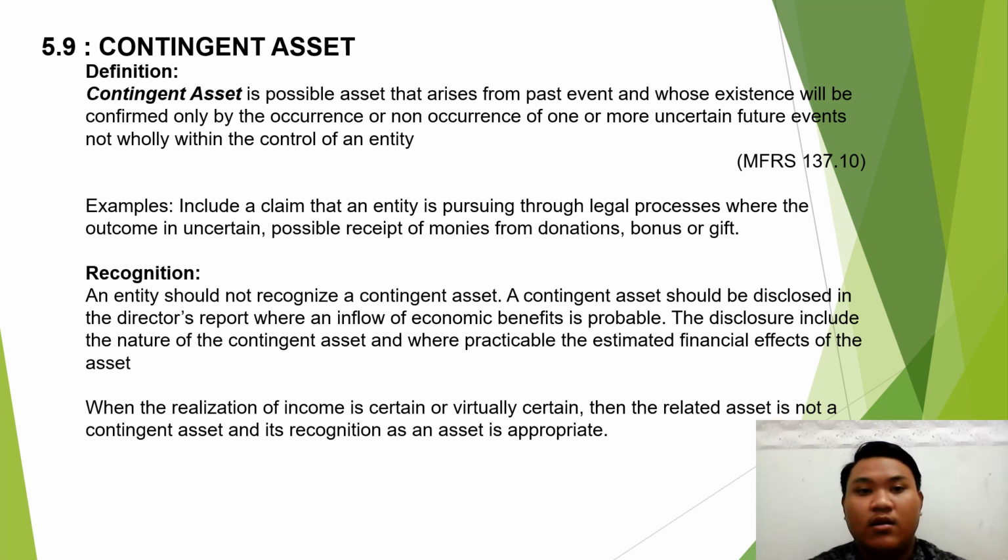How to recognize the contingent asset? An entity should not recognize a contingent asset. A contingent asset should be disclosed in the director's report where an inflow of economic benefit is probable. The disclosure includes the nature of the contingent asset and, where practicable, the estimated financial effect of the asset. When the realization of income is certain or virtually certain, then the related asset is not a contingent asset and is recognized as an asset as appropriate.